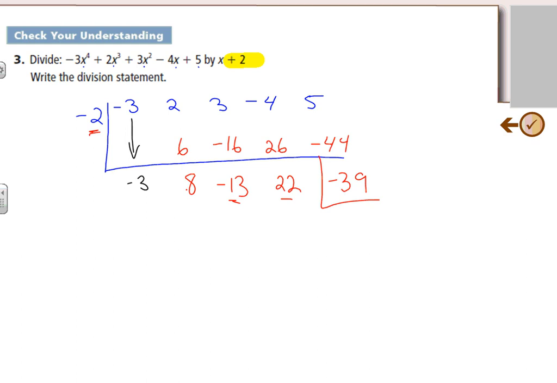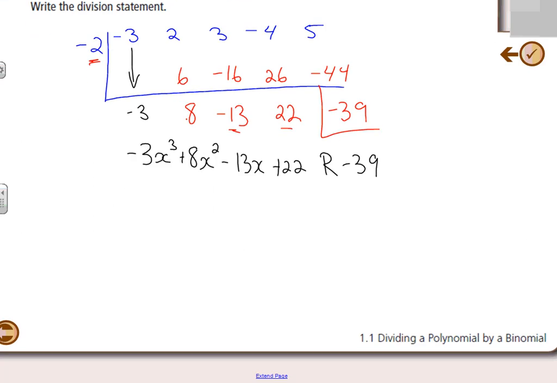And now we write down what this says. This says negative 3x. It was x to the 4, so it's now x to the 3. Plus 8x to the 2. It just keeps going down by 1 degree. x to the 1 plus 22 with a remainder of negative 39. That's what it's saying. So our division statement is our polynomial, the original thing they gave us.